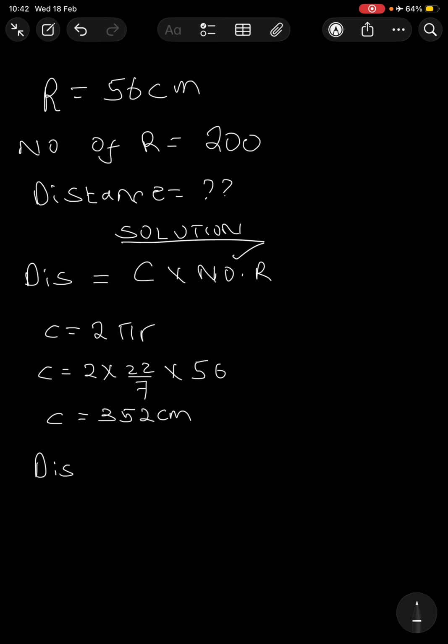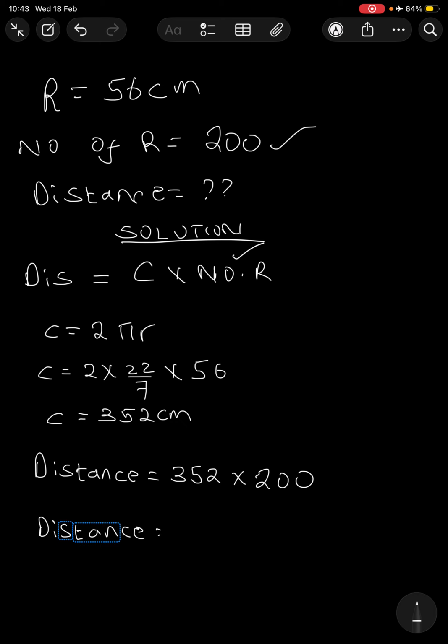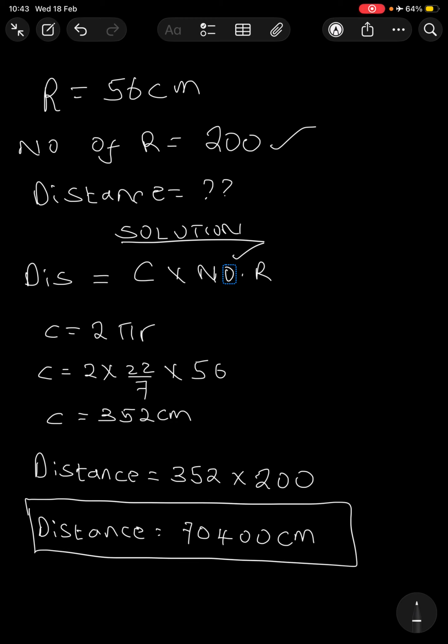After that, can we substitute the formula? So distance is equal to circumference, which is 352, times the number of revolutions, which is 200. Then you get the distance. So you take 352 times 200. You get 70,400 centimeters. This is now our final answer.